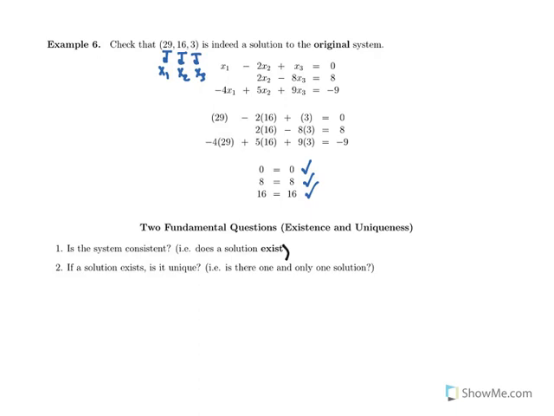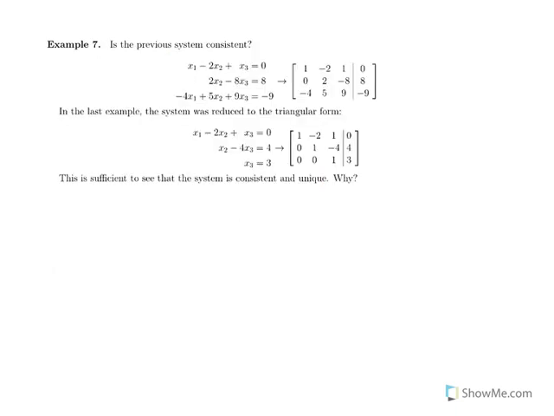This is going to be what type of solutions do we have? Consistent and unique, consistent and not unique, inconsistent. One solution, infinitely many solutions, no solutions. So let's look at some examples.